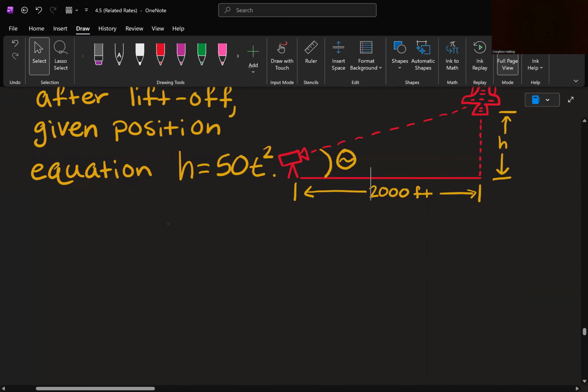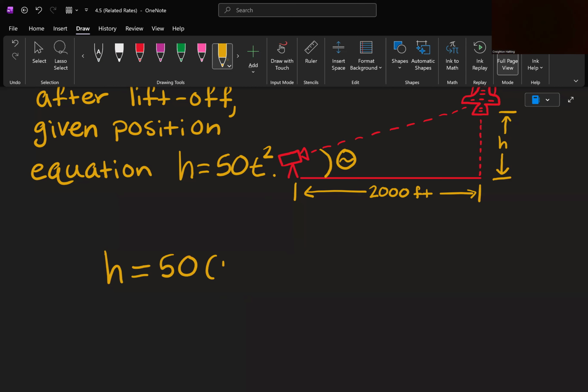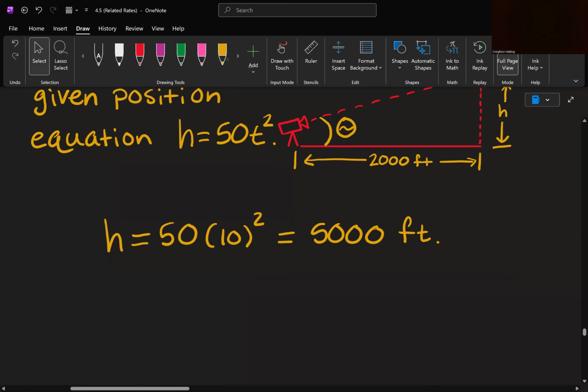Let's find what we know. We know that h is equal to 50t squared. I'm actually going to change my pen to orange here, so one sec. There we go. h is 50t squared. We are interested in the position when time is 10 seconds. So when t is 10, we could find the height. Well, that'd be really easy if we just plug in 10 for t, and so we would have 50 times 10 squared, which is 5,000 feet. So h at the moment we care about is 5,000.